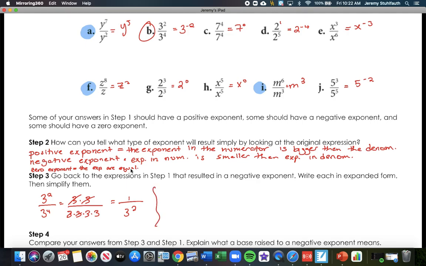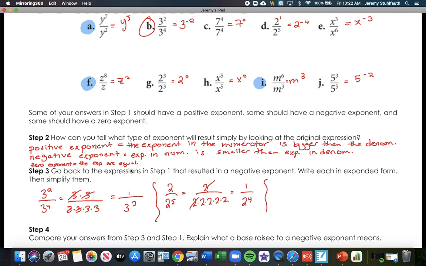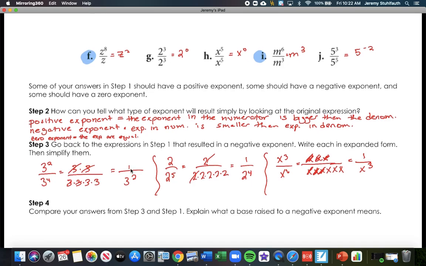If we take another one, we have 2 to the 1st divided by 2 to the 5th. We'd have 2 divided by 2 times 2 times 2 times 2 times 2. That would be equal to 1 over 2 to the 4th. If we look at letter E, we have x cubed divided by x to the 6th. That would be equal to x times x times x, over x times x times x times x times x, where 3 of these x's cancel out with 3 of those x's, and we're left with 1 over x cubed.